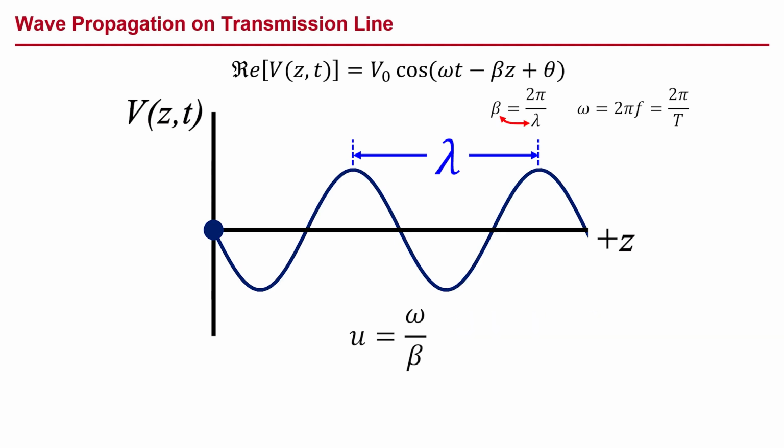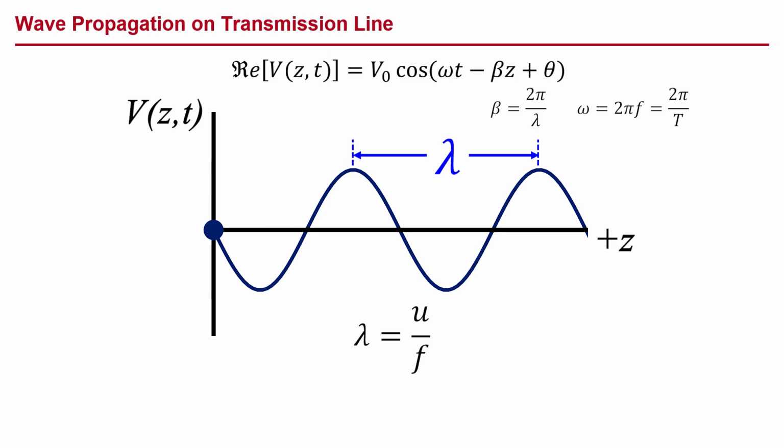Given the relationships for beta and omega, it can also be expressed as the wavelength lambda divided by the temporal period T. This makes intuitive sense because it says that the wave travels one cycle in space, defined by the wavelength, during one temporal cycle, defined by the period. Because the period is the reciprocal of frequency, this can also be expressed as the wavelength multiplied by the temporal frequency. From this, we can rearrange terms to get this useful relationship, which states that the wavelength is equal to the speed of propagation divided by the temporal frequency.